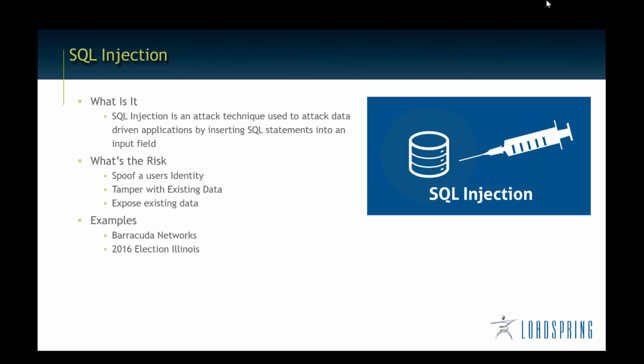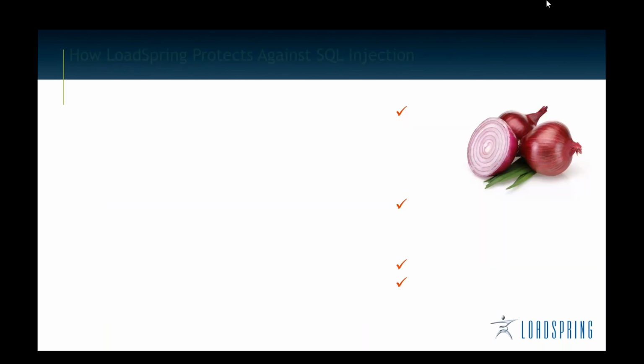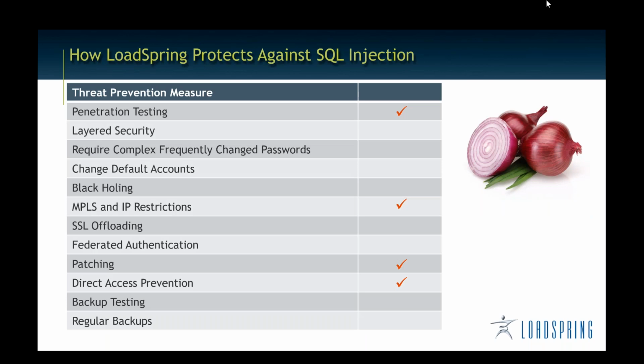And through that attack, the attackers were able to expose the personal information of over 200,000 voters in Illinois. So this is definitely a risk to the confidentiality of your data, and it's a risk to the integrity of your data. So what does LoadSpring do to protect against this threat?